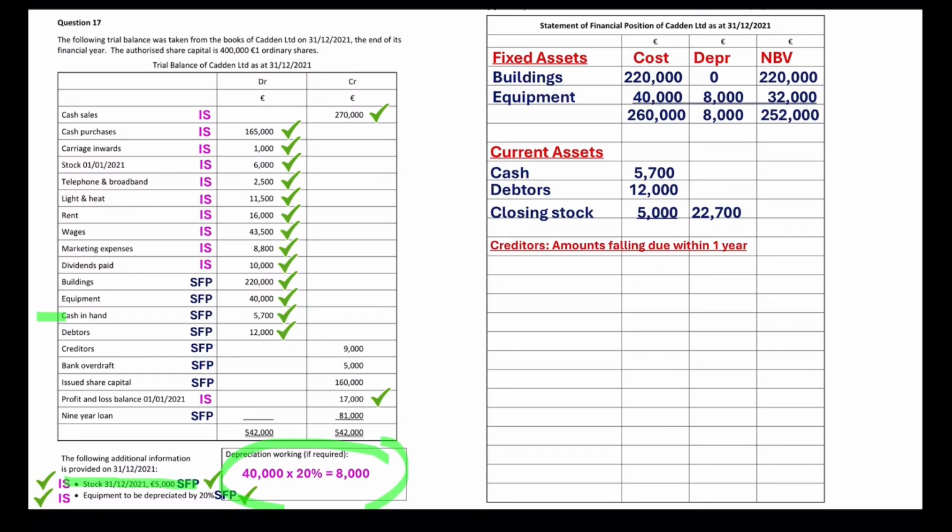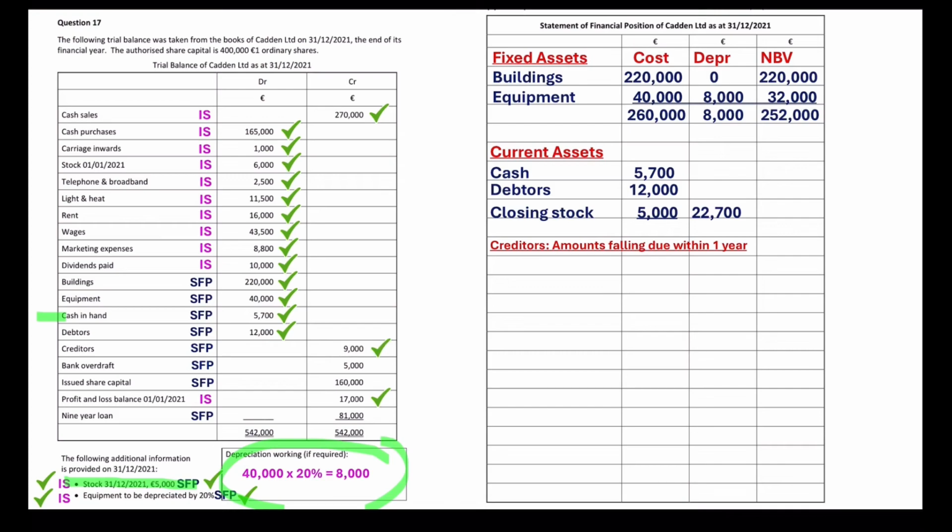Then the next heading is creditors, amounts falling due within 1 year. So these are your current liabilities. So this is just another fancy word for the things that we owe that we're going to owe back in the next year. All right. So where did we leave off in the trial balance? You'll see the creditors is next.